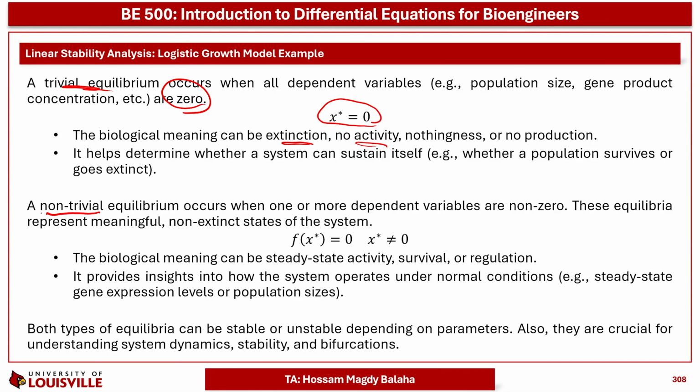On the other hand, non-trivial equilibrium occurs when one or more dependent variables are non-zero, and these equilibria represent meaningful, non-extinct states of the system. And here we are getting any value other than 0 for one or more dependent variables, and the biological meaning can be steady-state activity, or survival, or regulation. And here it provides insights into how the system operates under normal conditions. Both types of equilibria can be stable or unstable, depending on the parameters. Also, they can be crucial for understanding system dynamics, stability, and bifurcations. So in short, when you find that all dependent variables are 0, then you can say this solution is a trivial equilibrium, and otherwise it will be a non-trivial equilibrium.